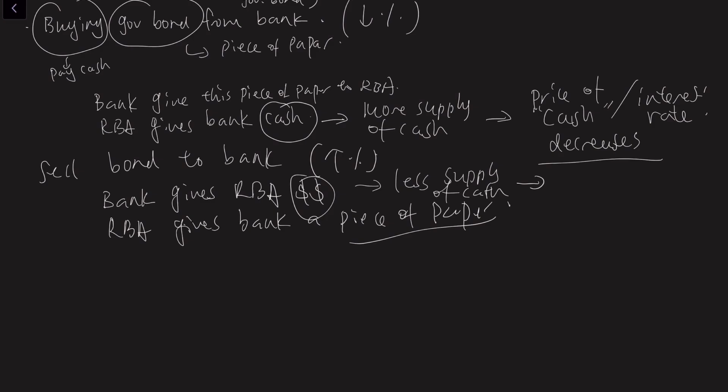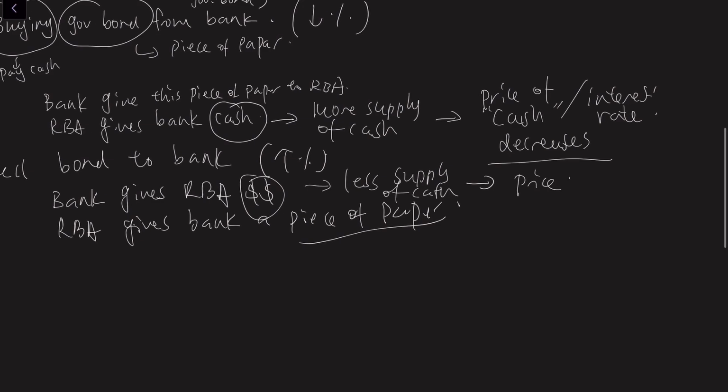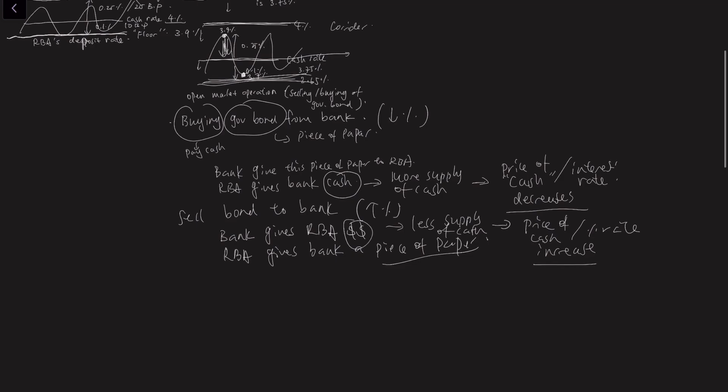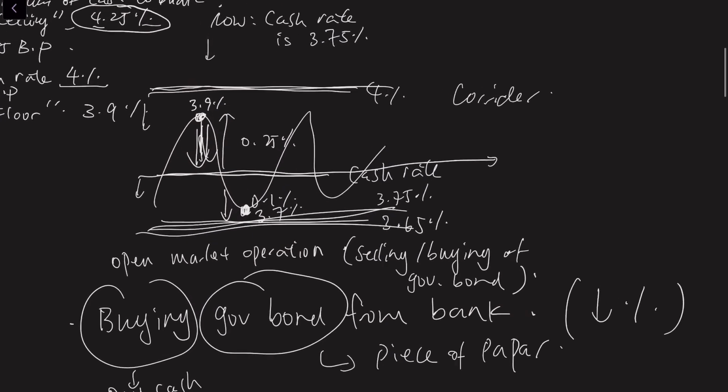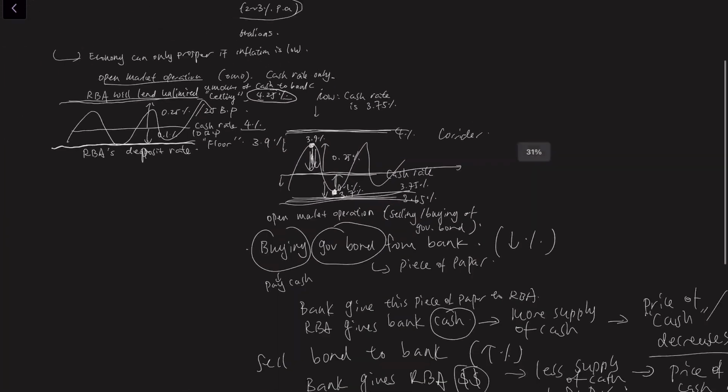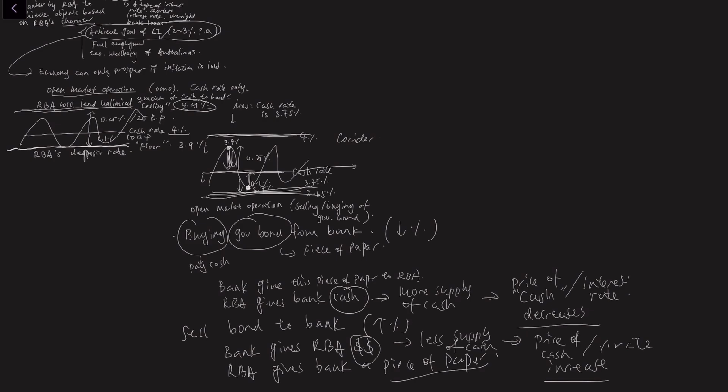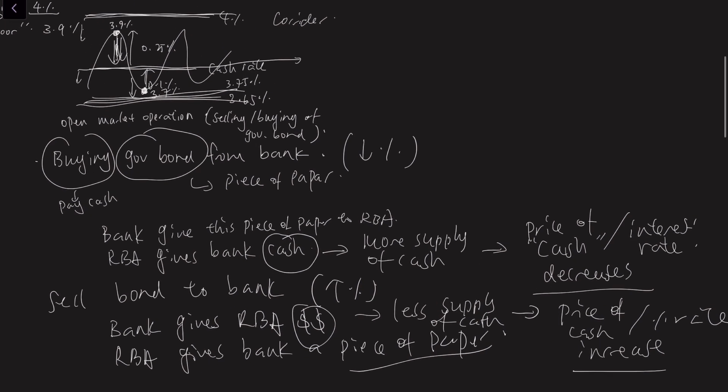And from demand and supply, the price of cash, or the interest rate, would increase when the supply has decreased. And so it will move upwards towards the target. So that's all about open market operations. I know that the textbook makes this topic confusing, but in fact it is a relatively straightforward topic when you see this from a demand and supply perspective.